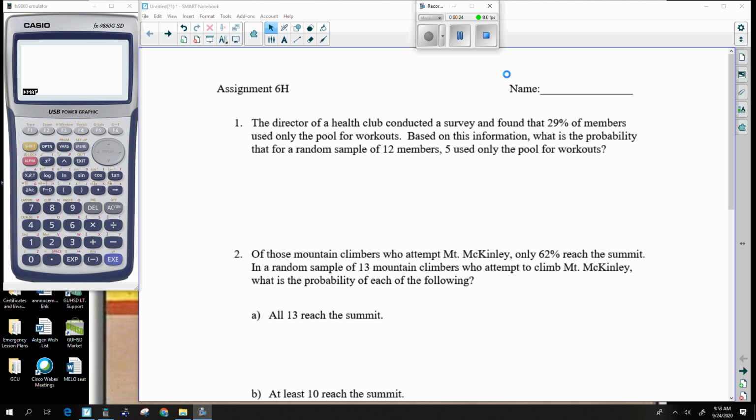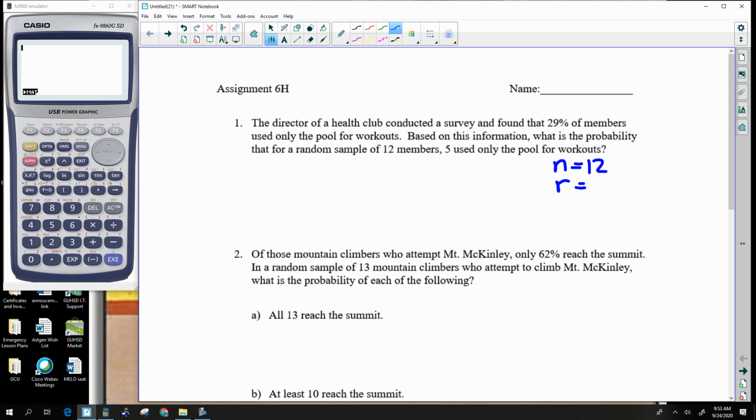All right, so a director at a health club conducted a survey and found that 29% of its members used only the pool for workouts. Based on the information, what's the probability that a random sample of 12 has 5 who only used the pool? So we don't know the actual frequencies. I just know a general probability of a success happening. So I see that the total number of members is 12. The number of specific successes is exactly 5, not 0 to 12 or anything. I'm only asking for the number 5. The probability of them using the pool is 0.29, so failure would be 0.71.